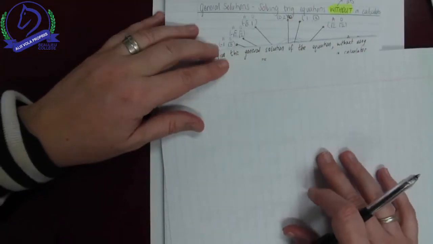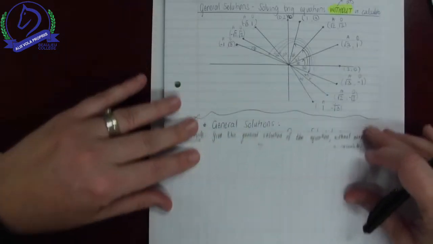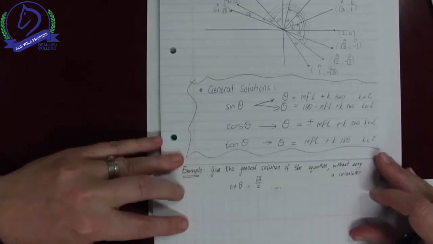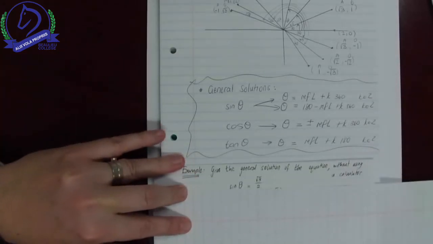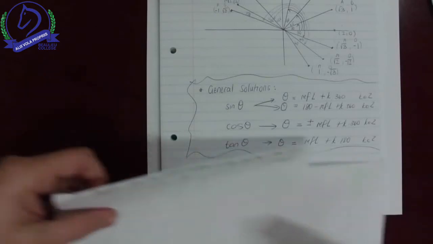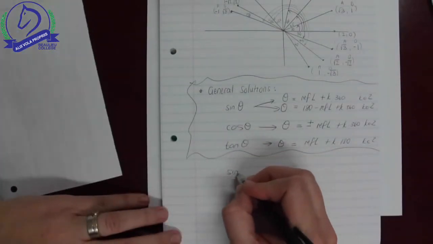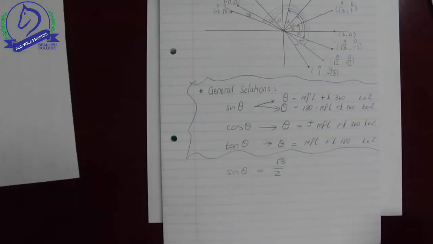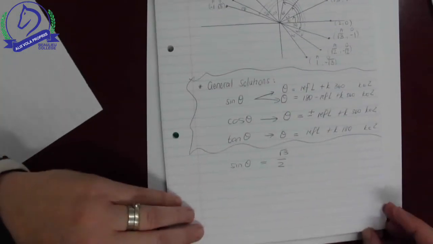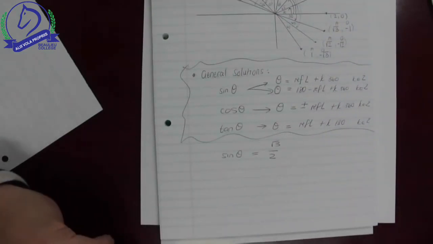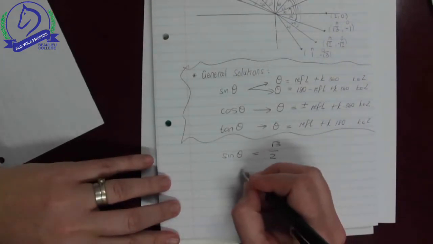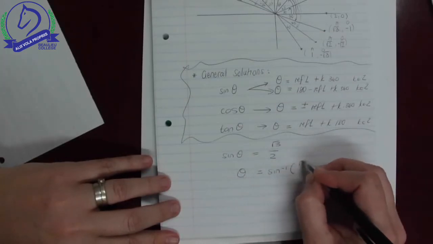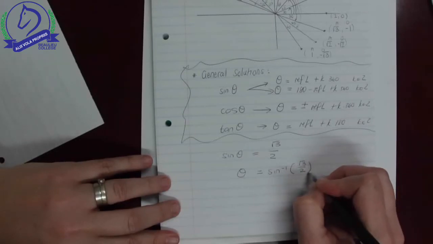So, give the general solution of the equation without using a calculator. So if I say to you, sine theta equals square root 3 over 2. Give the general solution for this without using a calculator. Right, so theta, I know, is going to be shift sine square root 3 over 2.